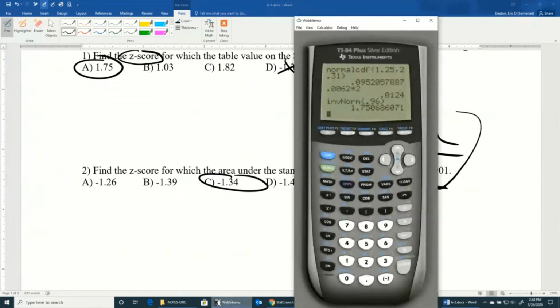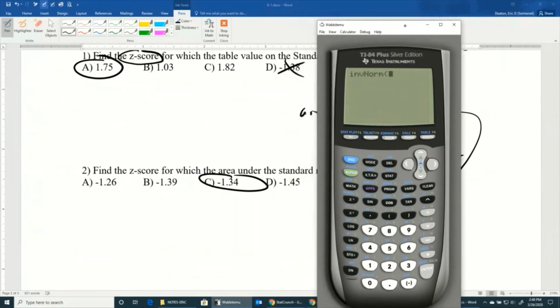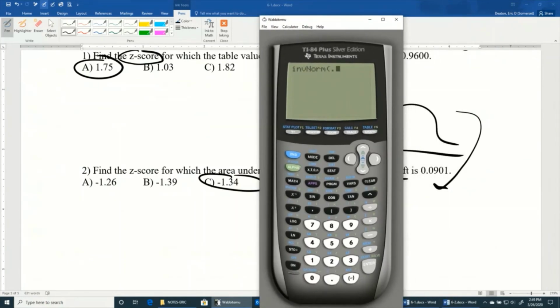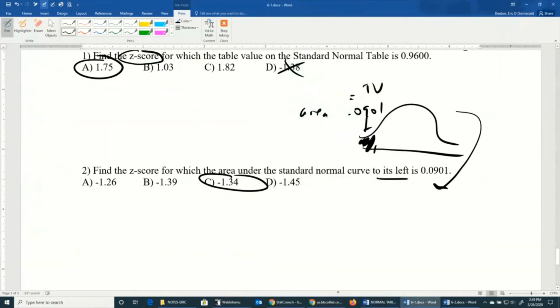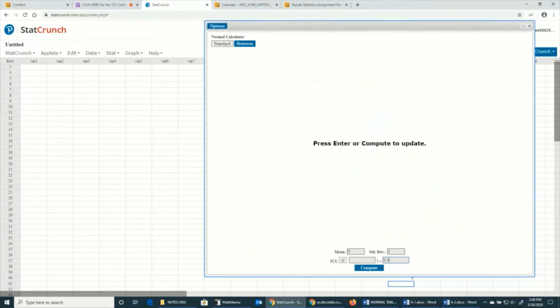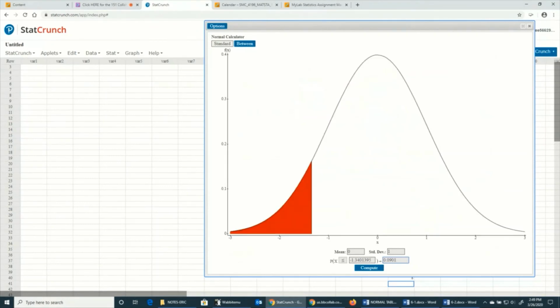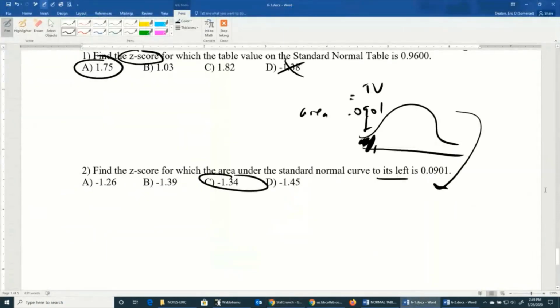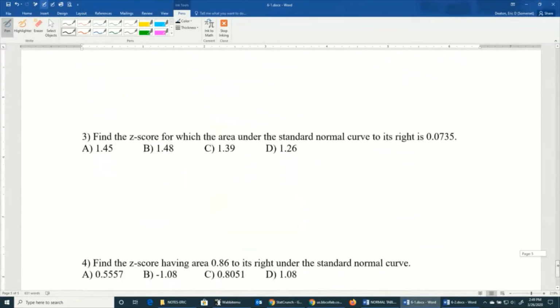You can also use your graphing calculator. Go to inverse norm, second vars 3, area to the left is 0.0901, and hit enter. Negative 1.34. You can also go to Statcrunch, 0.0901. See, negative 1.34 there also. Statcrunch. Wonderful. I'm telling you it is.